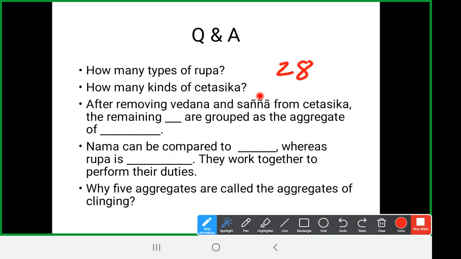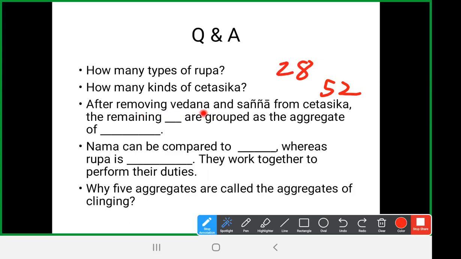Okay, now second question. How many kinds of cetasika? 52. Okay, can you remember any of them? Try. How about other participants? Any listener here? Common to all, Sadharana cetasika. Okay. Then 14 akusala. Okay. 25 Sobhana, the good, beautiful mental factors. Good. Later we will go into detail. All right, let's continue.